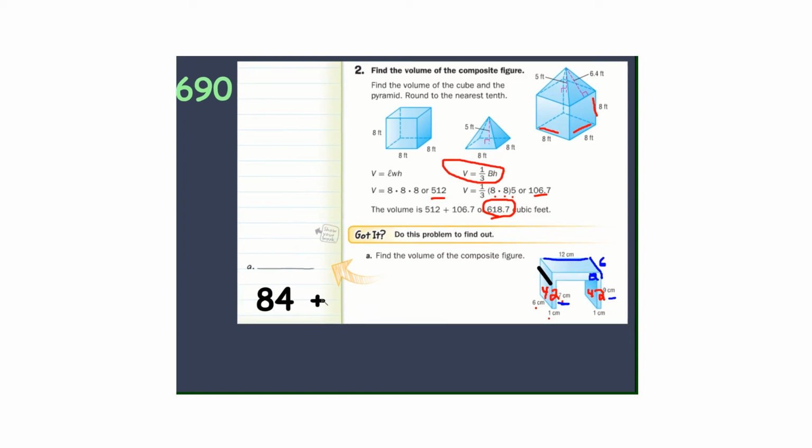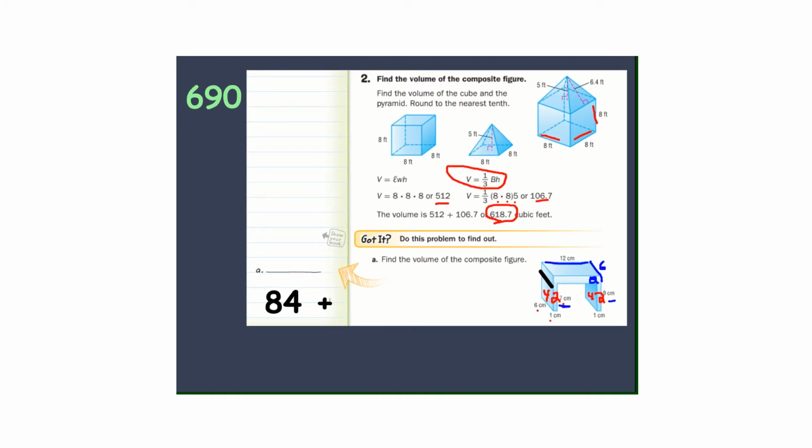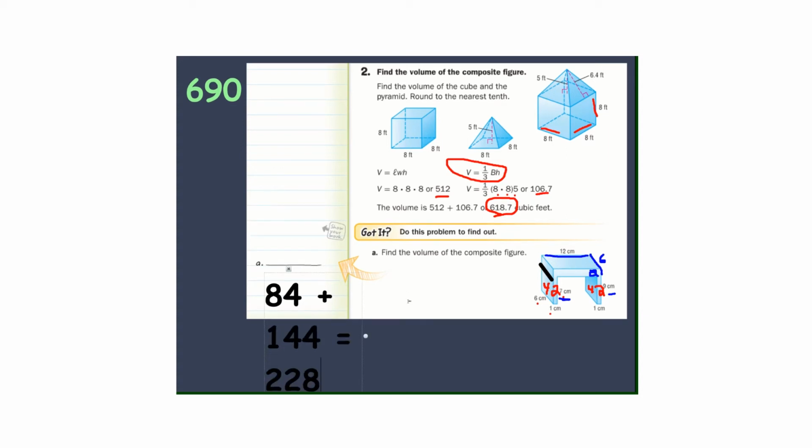If I can get this to work. Well, still didn't do it. 84 plus 144 equals 228. And we are talking volume, so that is cubic centimeters. Okay, 228 cubic centimeters.